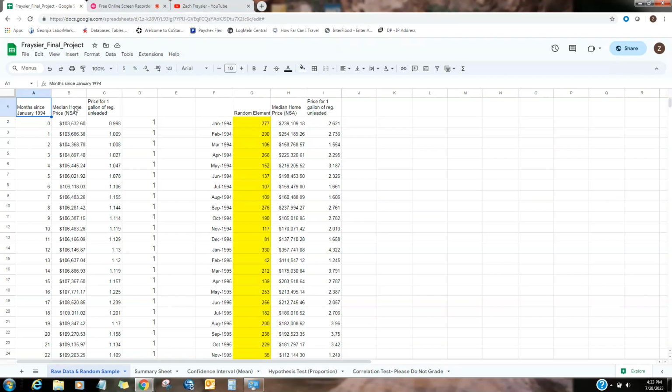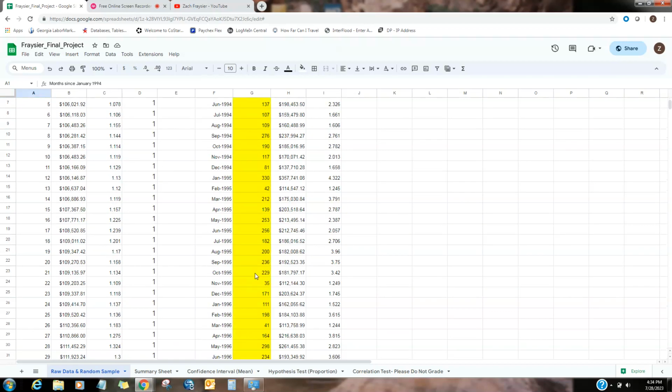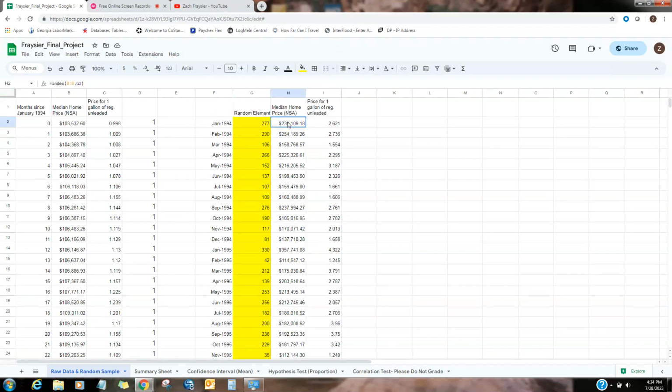I chose the median home prices versus the price for 1 gallon of regular unleaded. Months since January 1994, there's 330. From there, I got 30 random elements and came up with these. These aren't the same as my sample because I've been updating and playing with this.